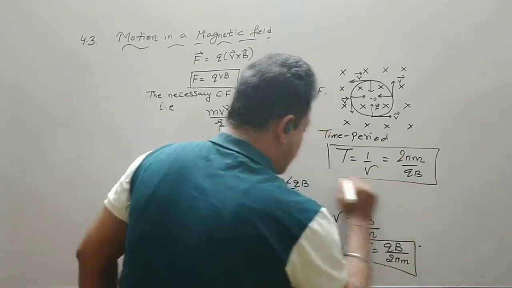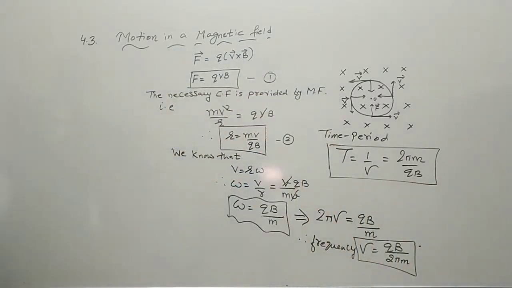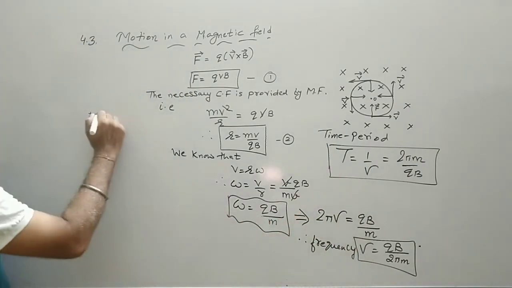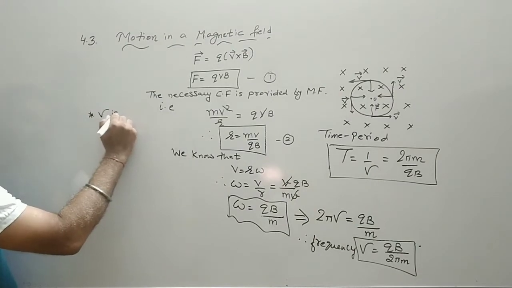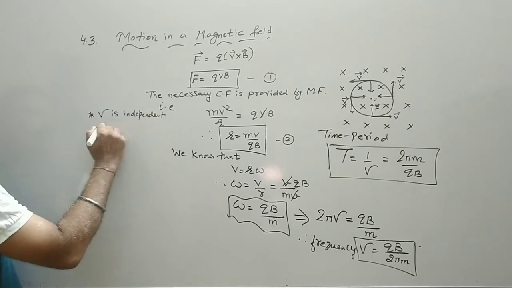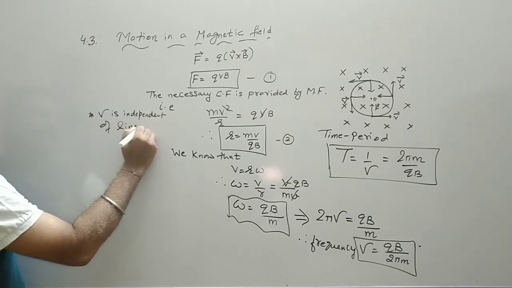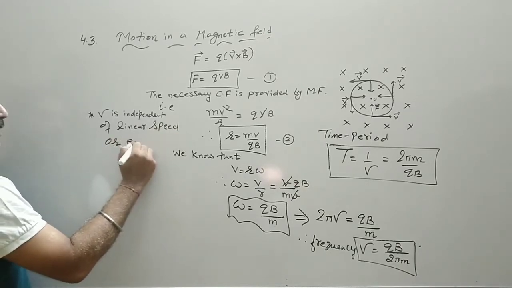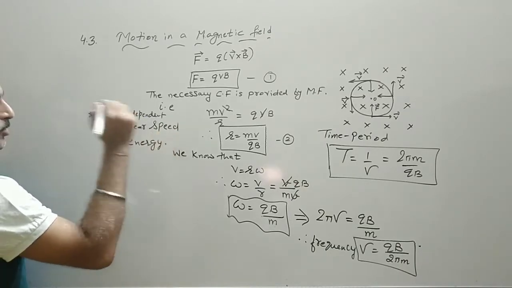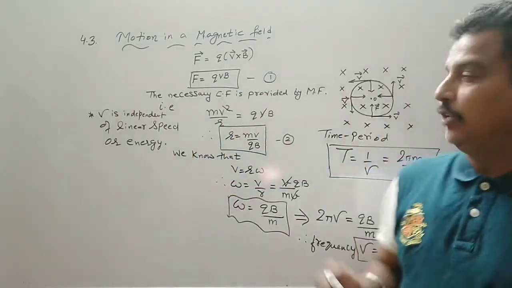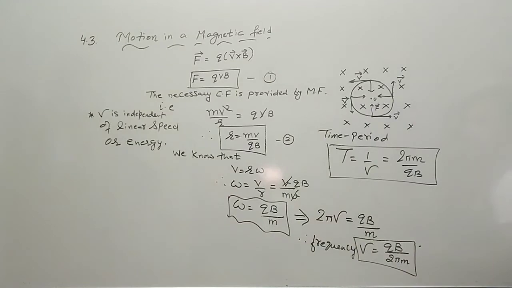And in all this expression, one thing is clear, that whether we talk about the frequency or periodic time or omega, that is nu, it is independent of linear speed, or you can say it is independent of energy also, because no work is done when the particle is moving in a circular path.